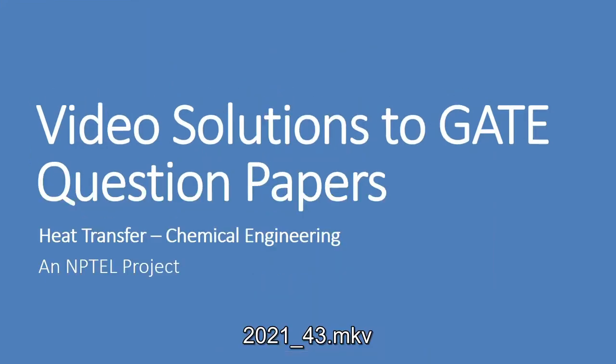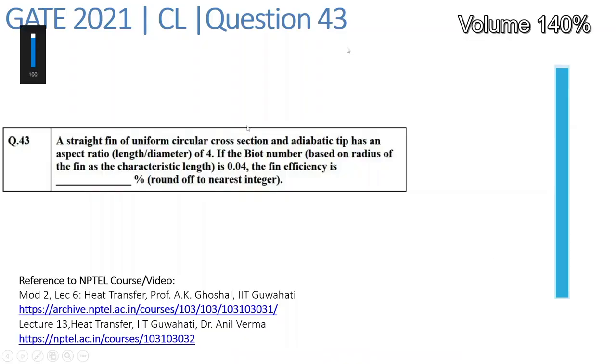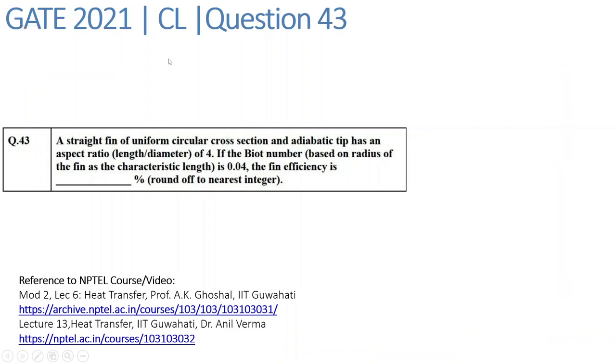Hello everyone. We will be solving question 43 of the GATE 2021 Chemical Engineering paper, and the subject is heat transfer. The question is: a straight fin of uniform cross-section and adiabatic tip has an aspect ratio, length upon diameter, of 4. If the Biot number based on radius of the fin as characteristic length is 0.04, the fin efficiency is dash percent. This is a numerical answer type question, and we have to round off to the nearest integer.